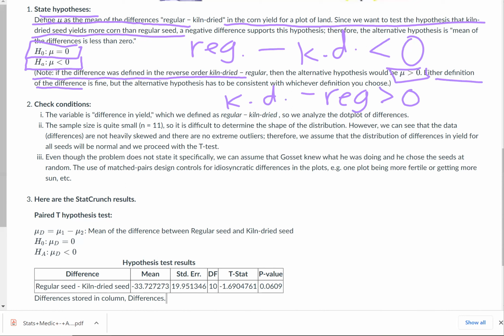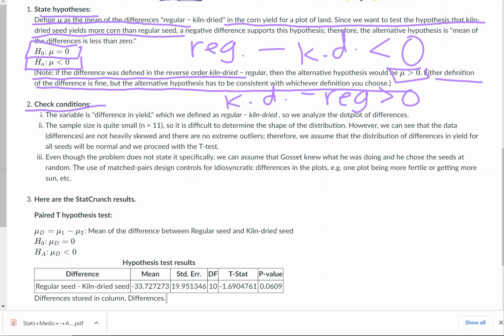Either definition of the difference is fine, but the alternative hypothesis has to be consistent with whatever definition you choose. So once you stick to one or the other, either regular minus kiln dried, that's negative, or kiln dried minus regular is positive, make sure you stick with that all the way through your whole discussion, and then it should be fine. Either one's right, as long as you don't mix them up in your discussion.